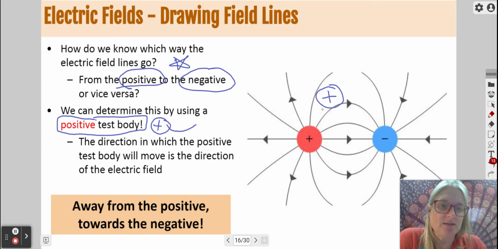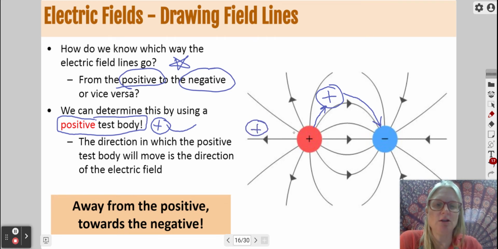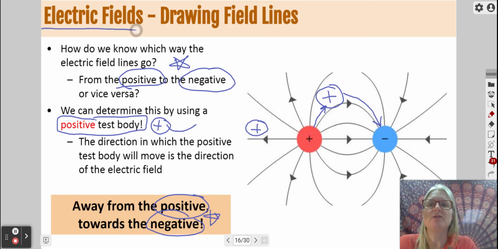Positives repel each other, so it's going to move away from the positive, but negatives attract. So that's where your field lines are going to look like this. It's going to move away from the positive towards the negative. How would a positive test charge work out here? It's just going to get away from that negative. So your lines are always going to go from positive towards negative. Always, always. Your test body for an electric field is a positive charge.